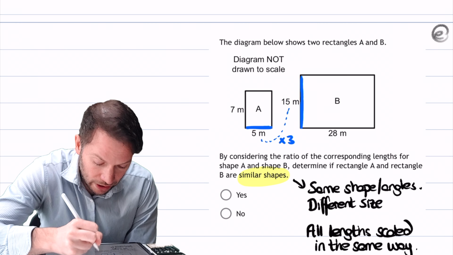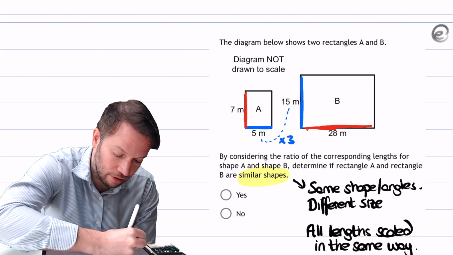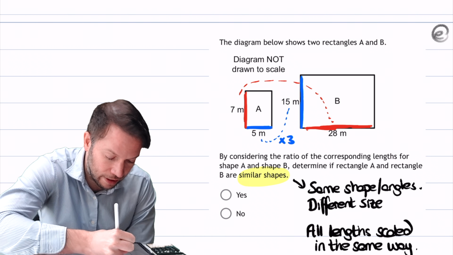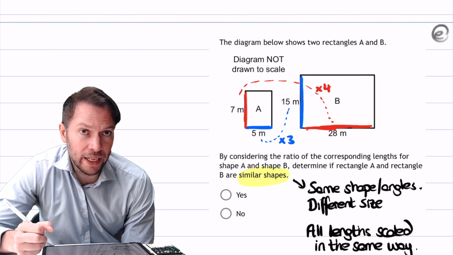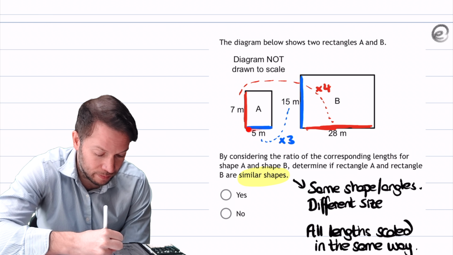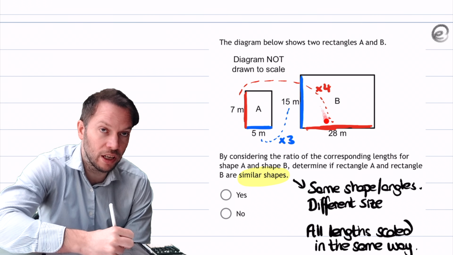But let's look at the longer lengths. So this 7 here and this 28 here. What's that scale factor? Well, if you divide the 28 by the 7, you get a scale factor of times by 4. And that means these shapes aren't being enlarged in a consistent way, because the shorter length is being made 3 times bigger, but the longer length is being made 4 times bigger.